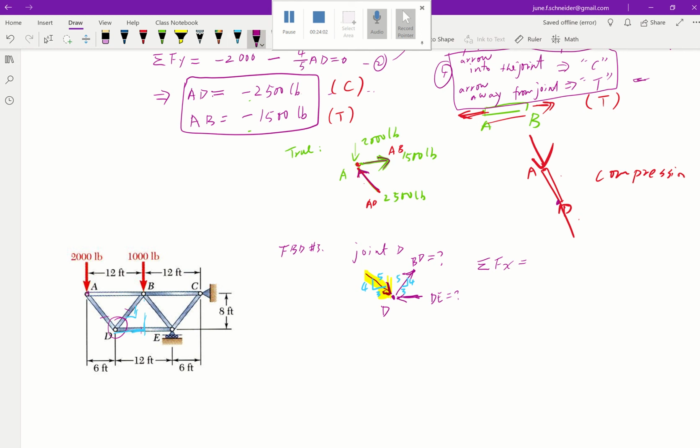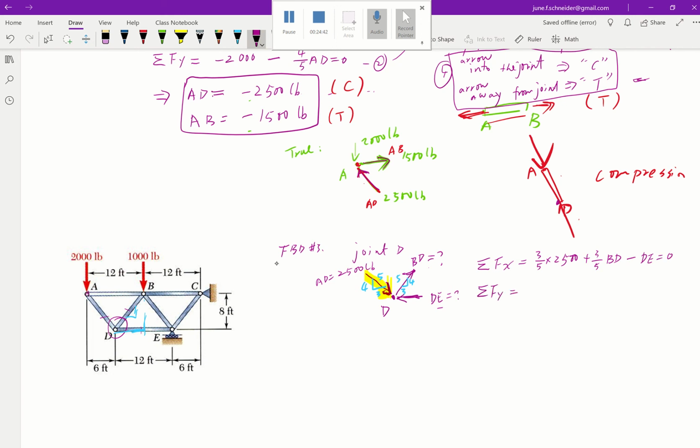Okay, then let's write down. So forces in the x direction will have this, write down this is 2,500 pound. That's our AD. So it is going to be 3/5 of 2,500, and it's pulling to the right. And then we have BD is also pulling to the right, and it's 3/5 of BD. Then DE is going to be just pure left, so it's minus DE. That equals 0.